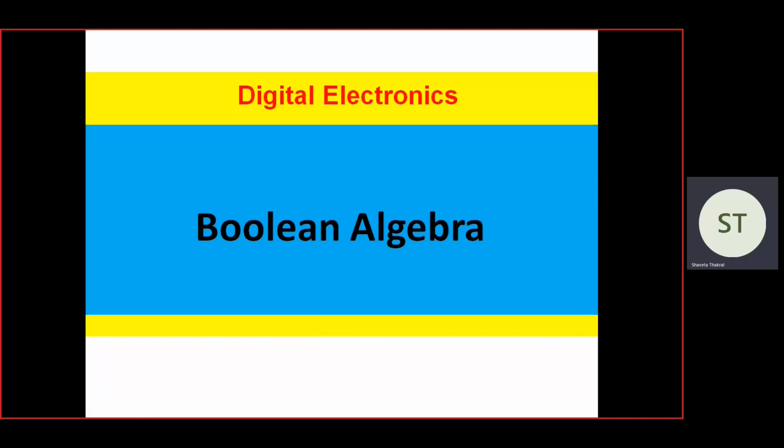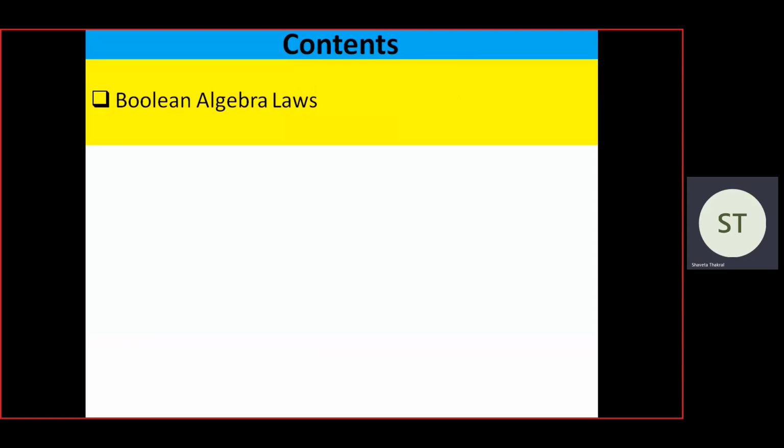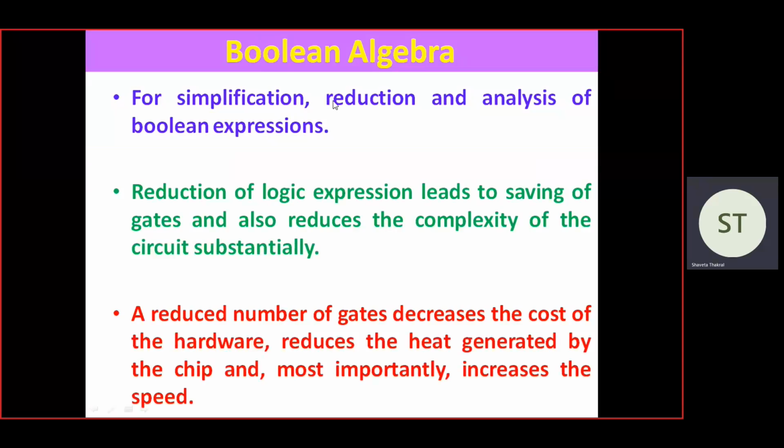In this lecture, we are going to discuss Boolean algebra, and we will cover the Boolean algebra laws. So basically, what is the requirement of Boolean algebra? Boolean algebra is required for the simplification of the Boolean expression, and when we simplify, we reduce the Boolean expression, and the benefit here is we can easily analyze the reduced Boolean expression.